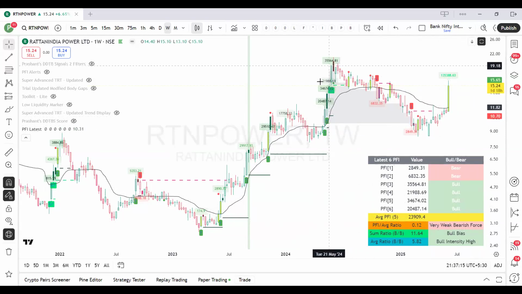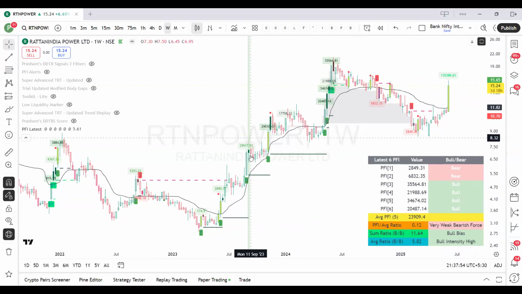So the 4 ratios of this are added and divided by these two. The ratio is 11.64 and the bias is bullish based on some ratio. The average ratio is 5.82 and the bull intensity is high. So everything is printed here. We don't need to check what this PFI is telling us, or what the meaning of this PFI is right now, where is the bull PFI, where is the bear PFI. Everything is visible. So this has been simplified.